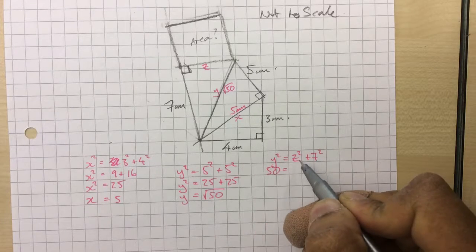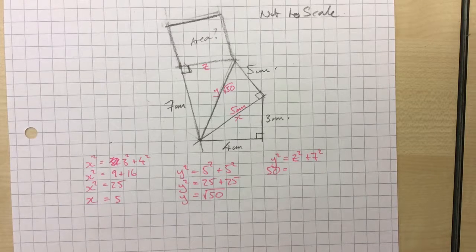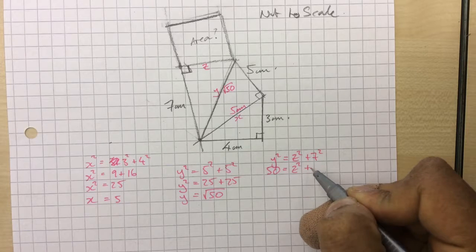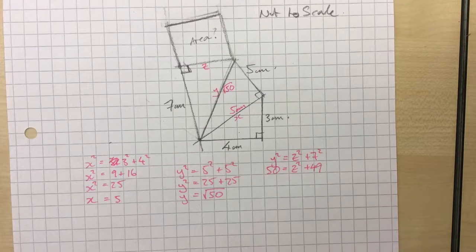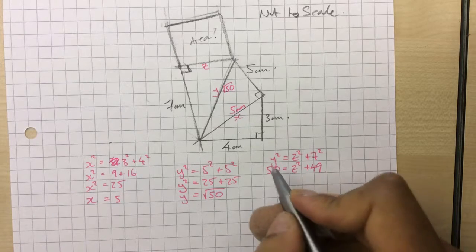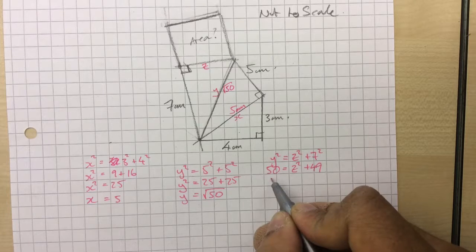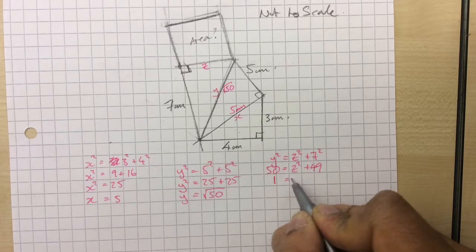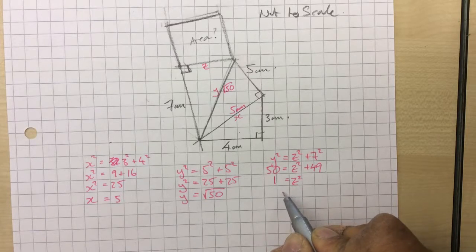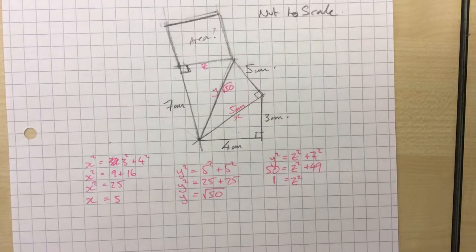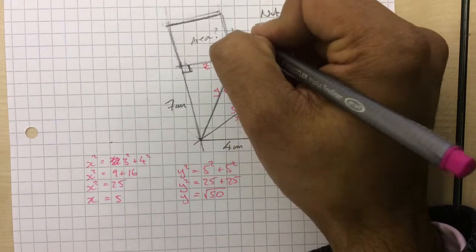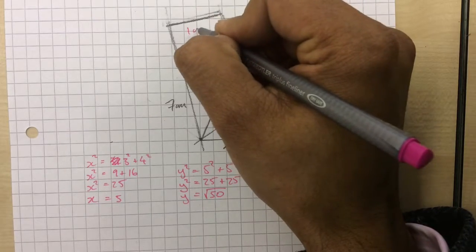50 equals z squared plus 7 squared. Well, what's 7 squared? 49. Right, so 50 is z squared plus 49. So z squared must be equal to 1. So z must be equal to 1. But we've been asked for the area of the square. This is quite a boring puzzle because we've got 1 times 1, so the area is 1 centimetre squared.